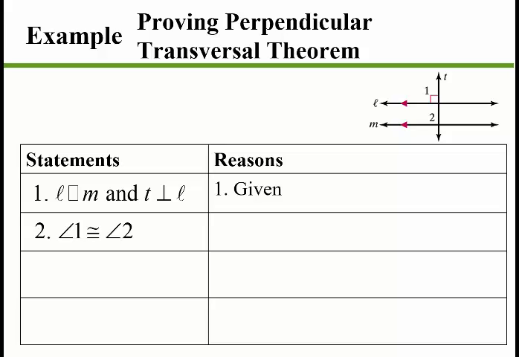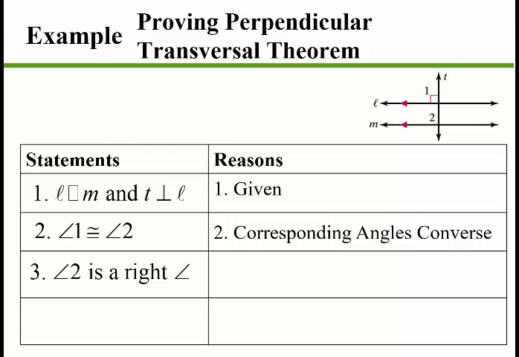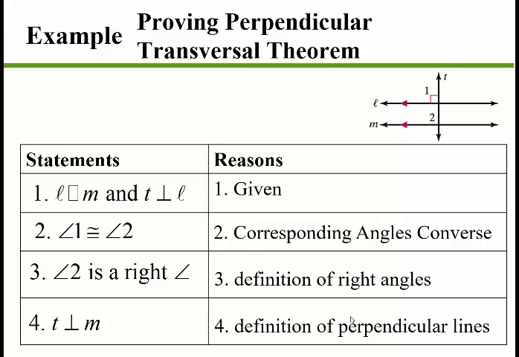Well, we know that angle 1 must be congruent to angle 2. Why do we know that? That's just the corresponding angles converse. Next, we know that angle 2 is a right angle. That's by the definition of right angles, obviously. And then by extension, it has to be a result that T is perpendicular to M, because we know that 2 is a right angle, and that's by the definition of perpendicular lines. So that one was an easy one to prove.